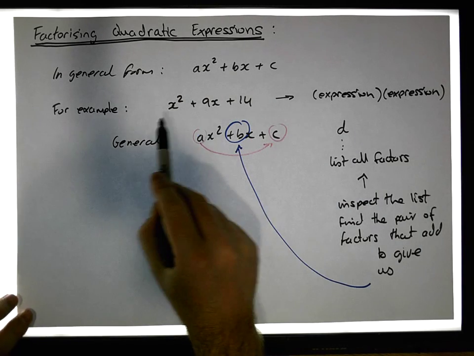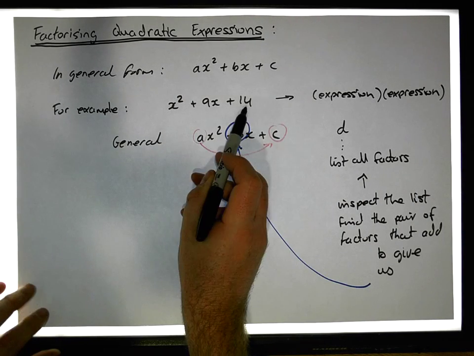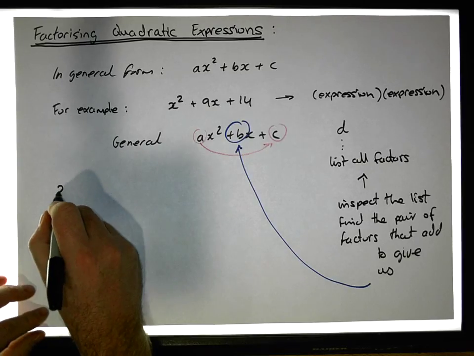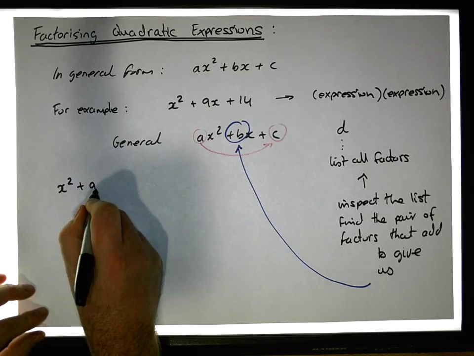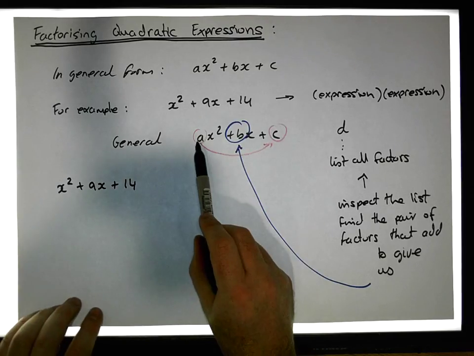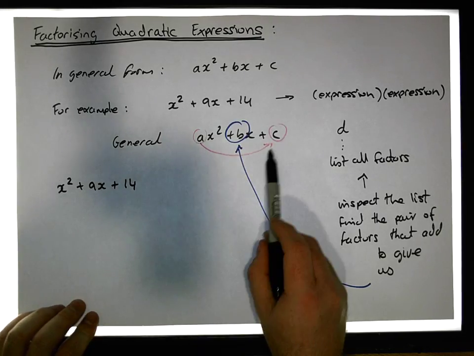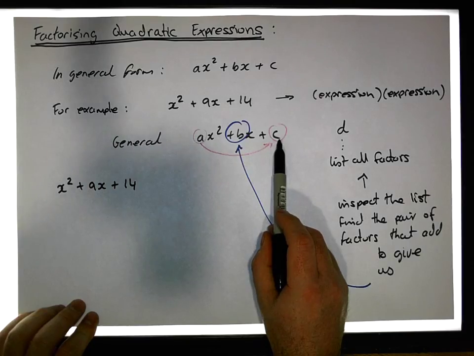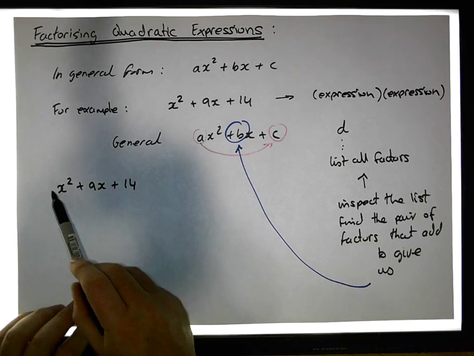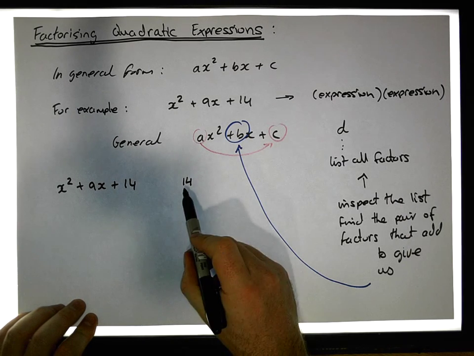So let me walk through this again. We have x squared plus 9x plus 14. What we need to do is take the coefficient of the x squared, in this case 1, and multiply it by the constant term, in this case c, which is 14. So 1 times 14 gives us 14. This is my d value now.